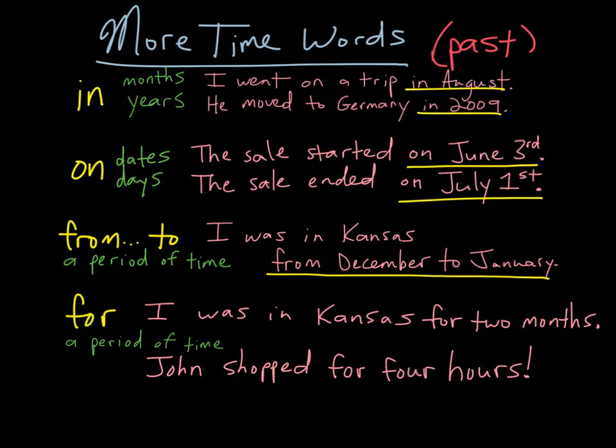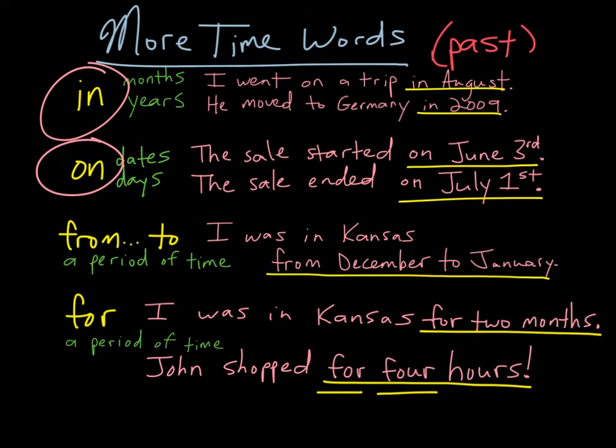For is also used for a period of time. For example, I was in Kansas for 2 months, or John shopped for 4 hours. Now, this for, and the for as in the number 4, sound the same. They are spelled different. So, John shopped for 4 hours. This is a duration of time. So we use in, on, from, to, and for.